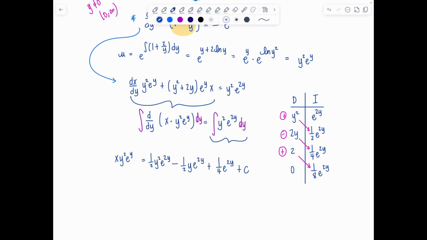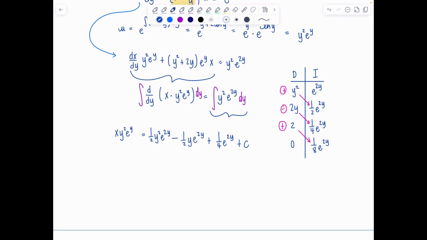Now let's put the plus c in. And then last thing I'll do, let's get x by itself. So let me divide by y squared e to the y. So x equals 1/2, just e to the y now, minus 1/2 y e to the y plus 1/4 y squared e to the y plus, just to make the last term look similar to the others, let me write it as c over y squared e to the negative y.